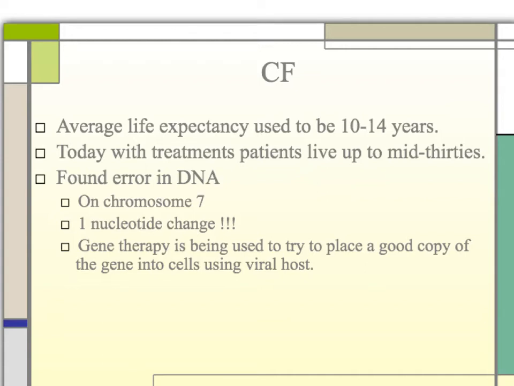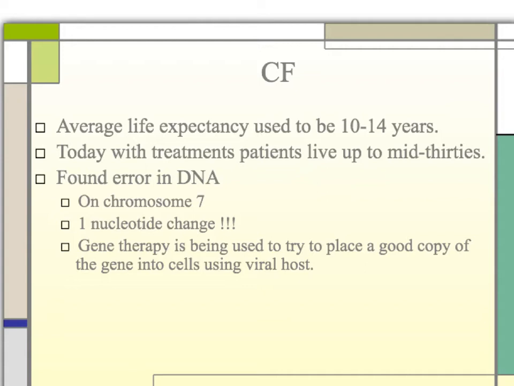We have found the gene for cystic fibrosis. There is an error in the DNA. It is on chromosome 7, and what we found with this gene is just one nucleotide has been changed, and that one nucleotide change has altered one amino acid, and that one amino acid has prevented that protein from folding properly. Therefore, that protein doesn't work.